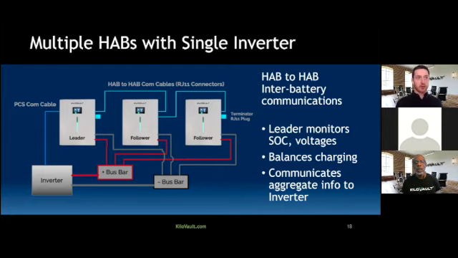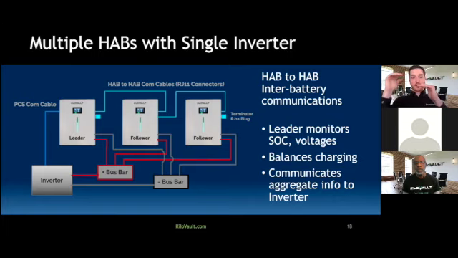The reason I wanted to touch on the HAB to HAB communications is that it is fairly unique and definitely a great advantage, in that the batteries are able to report their voltage to one another. What this means is that if one battery, let's say the leader battery, is at a slightly higher voltage than the others, it is going to hold off. It is going to stop charging until the other batteries arrive at that same voltage. And then they'll all continue moving together. Same thing on the bottom end.